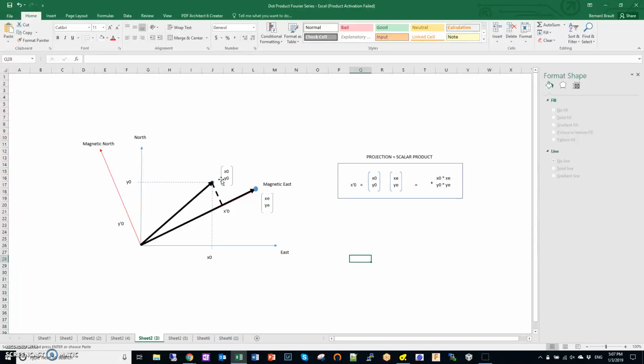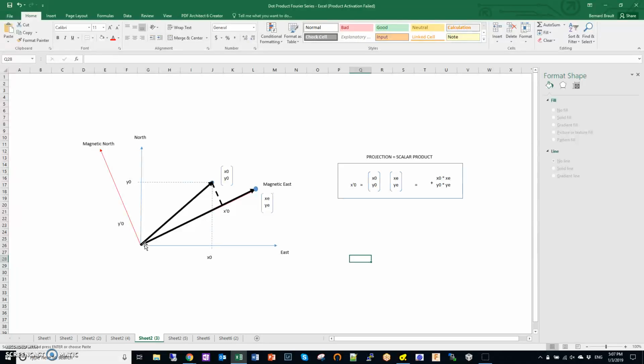How much does north shadow east? 0, right? Why? Because these things are orthogonal, or they're square. So if you look at the shadow of north on east, it's 0. So orthogonal vectors do not shadow against each other.